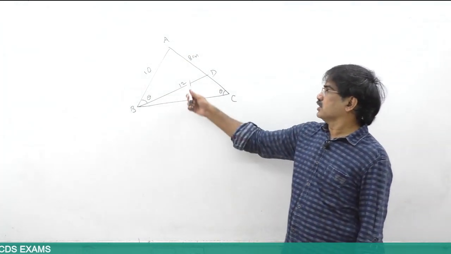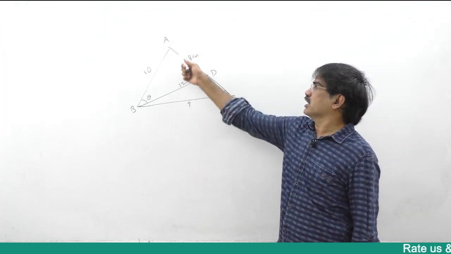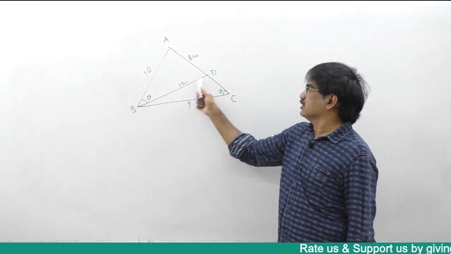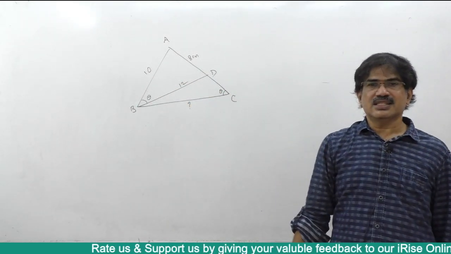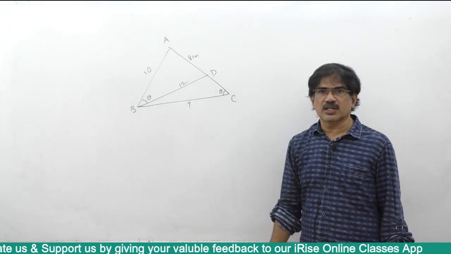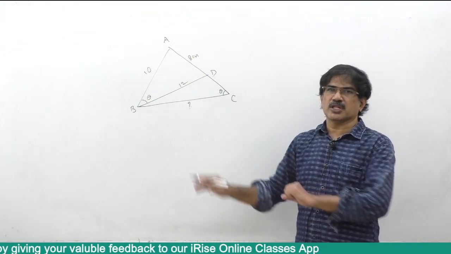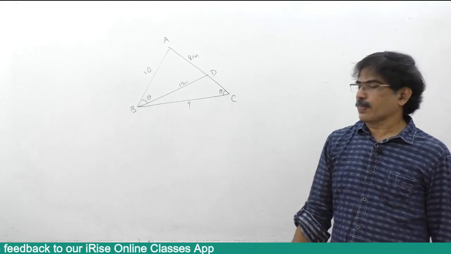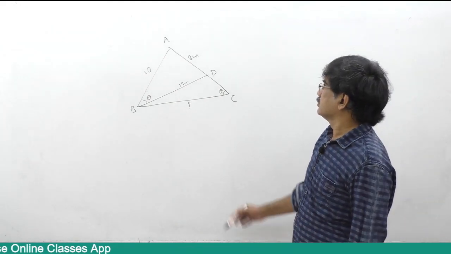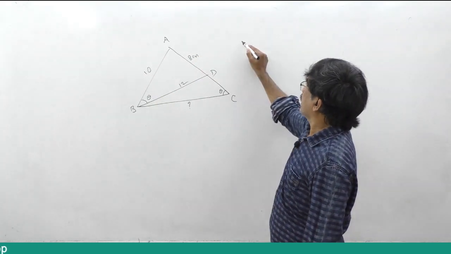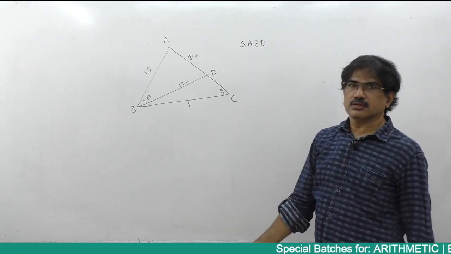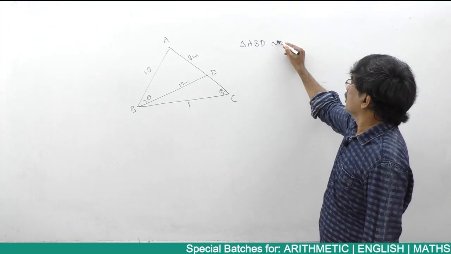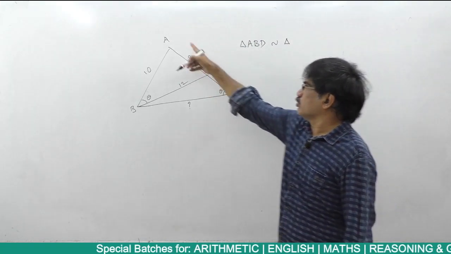If you know the two triangles in this, actually we have three triangles. This is one triangle, this is the second triangle, this big triangle is the third triangle. In these three triangles, two triangles are similar. If you know that, then the problem becomes very easy. See here, triangle ABD is similar to this big triangle.